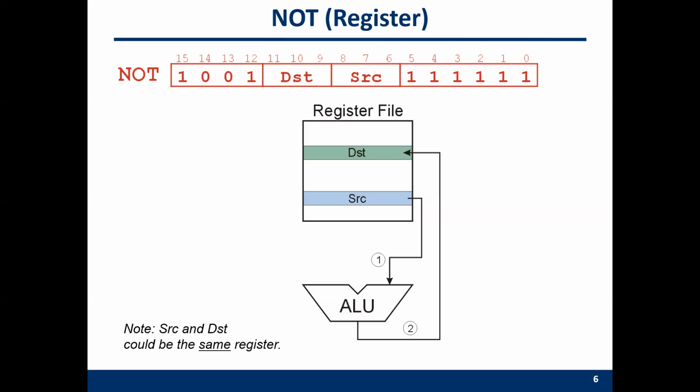So the function of this instruction is to read the content of the source register to the ALU, and then the ALU does the NOT operation and writes the result back. So this is very simple. You only have 2 steps: read the content from the source register to the NOT, and then write the result back. And these 2 registers can be the same.